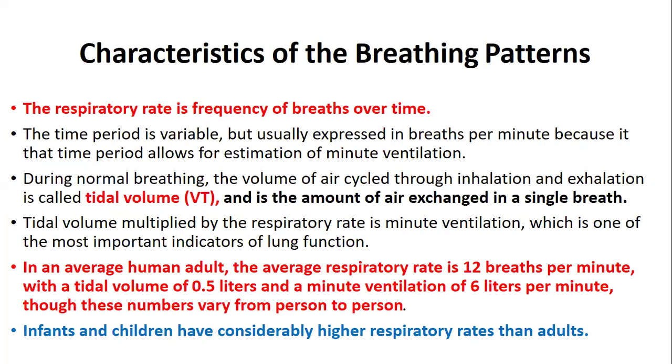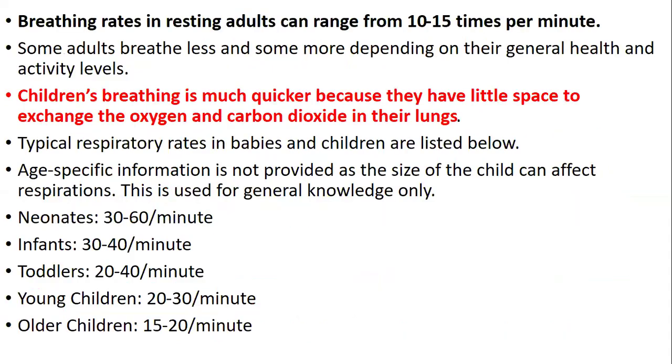In an average human adult, the average respiratory rate is about 12 breaths per minute, with a tidal volume of about 500 mils, okay? And a minute ventilation of 6 liters per minute. Though these numbers vary from person to person. Infants and children have considerably higher respiratory rates than adults because children breathe much quicker. You know, the body will try by all means to maintain its 500 mils, 0.5 liters of tidal volume.